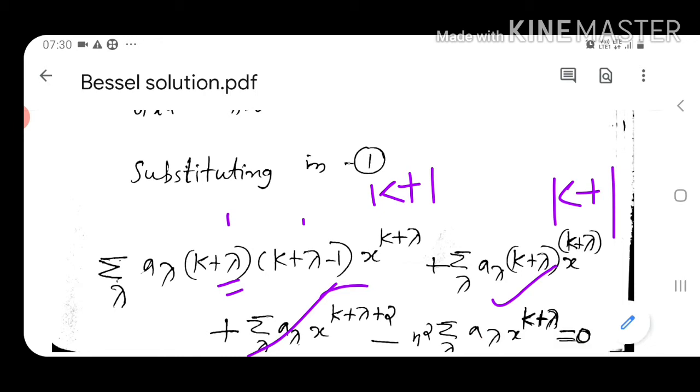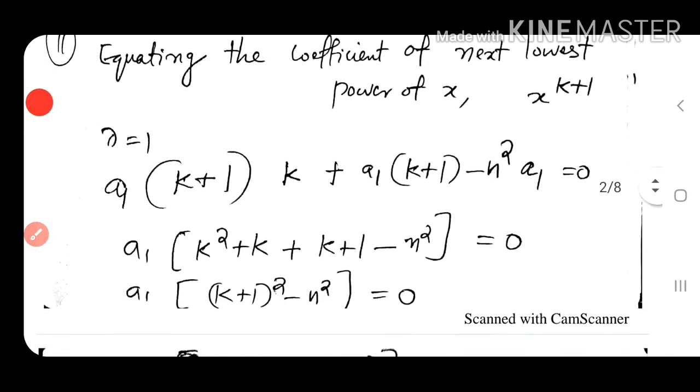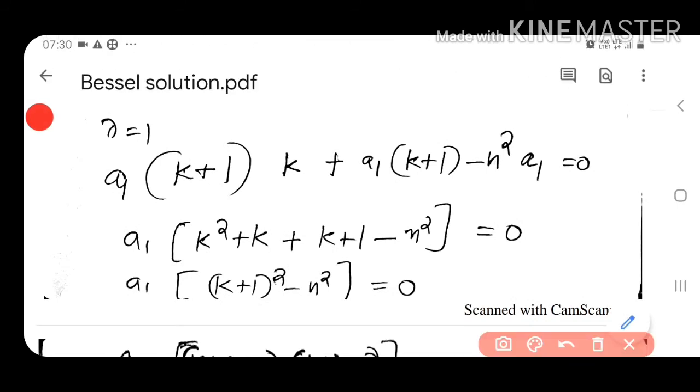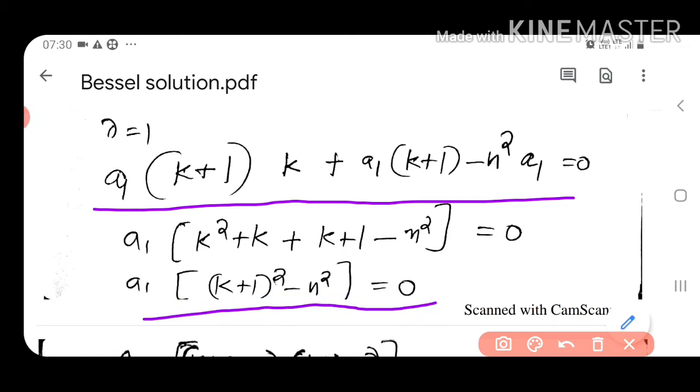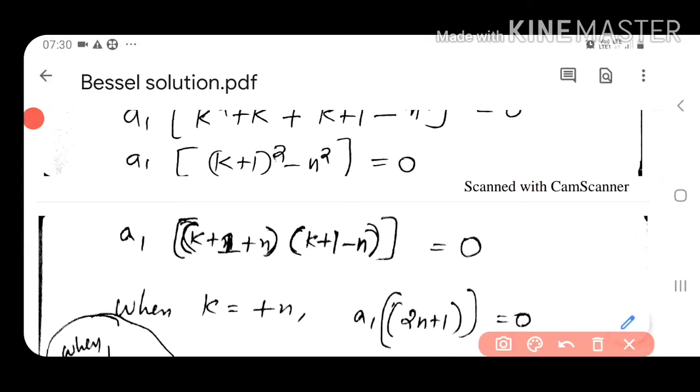Okay, so the coefficient as we take is given by this, a1, and you can write it like this: a1 ((k plus 1) square minus n square) equal to 0. Okay, so this can be written like this: (k plus 1 plus n) into (k plus 1 minus n).